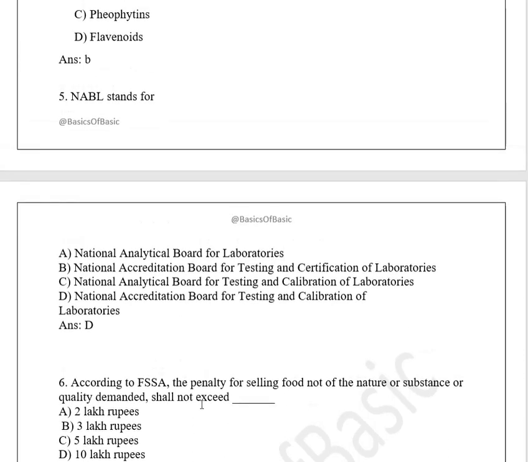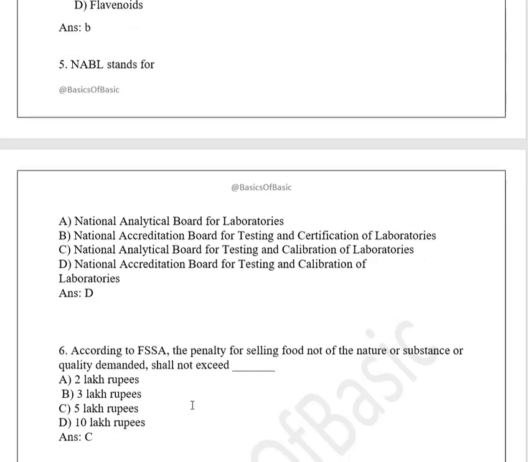According to FSSA, the penalty for selling food not of the nature, substance or quality demanded shall not exceed what amount? Sometimes food business operators may sell food which is not of the demanded quality, that is, the quality is degraded. In such cases, the enforcement authority, that is the food safety officer, under the designated officer, can put a penalty on them. What is the penalty that can be put? The answer is 5 lakhs. The maximum amount is 5 lakh rupees; it cannot exceed that.